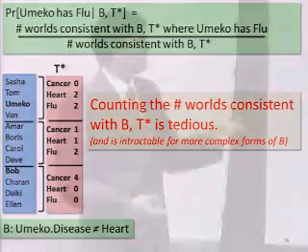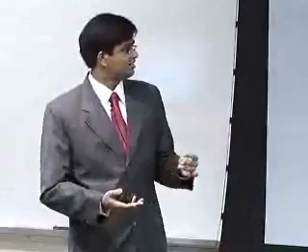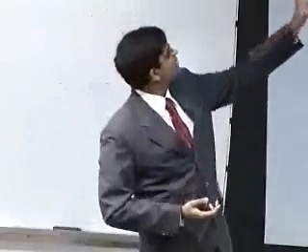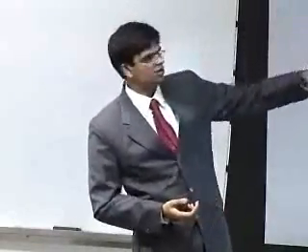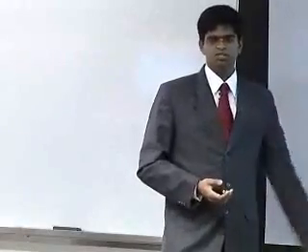But in general, counting the number of worlds which are consistent with B and T star is tedious, and in fact is intractable for more complex forms of B. So we'd like to know some sort of a representative theorem which maps this probability, in terms of counting the number of worlds, maybe in terms of, say, the frequency of the sensitive values in the published table.